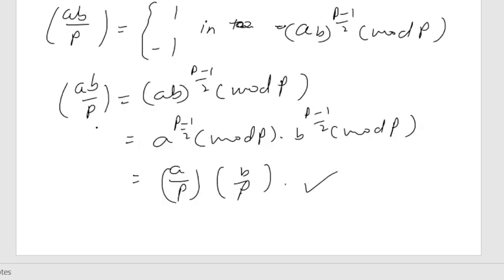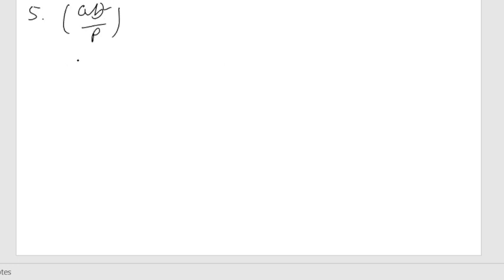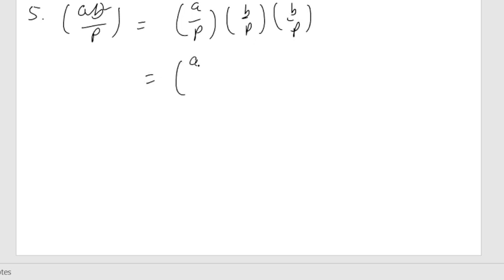And the fifth property is very easy. And the last one is this: the Legendre symbol of ab square by p. We can use the property, yeah, this one, the third property. By the third property, we can write the Legendre symbol of a by p into b by p into b by p. That means we can write a by p into (b by p) square.